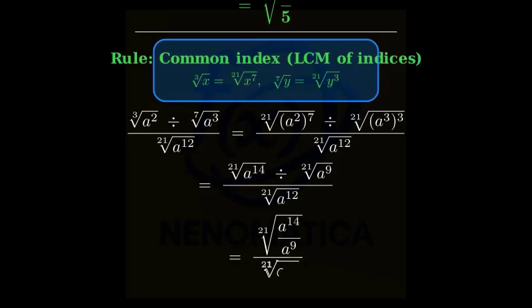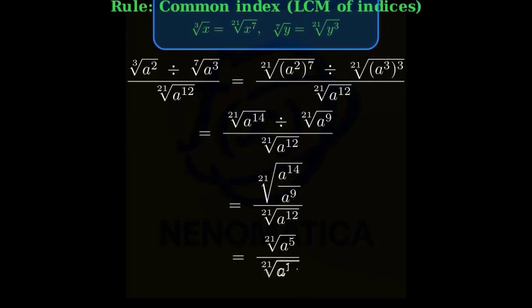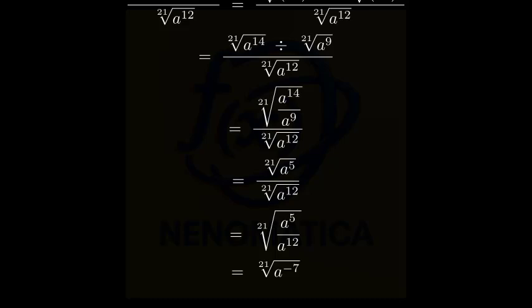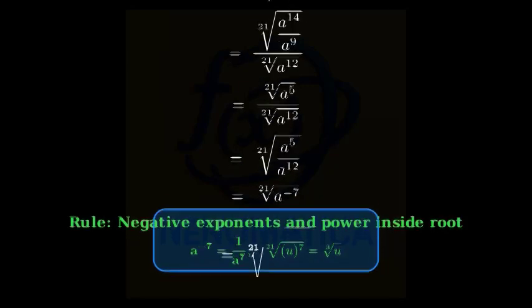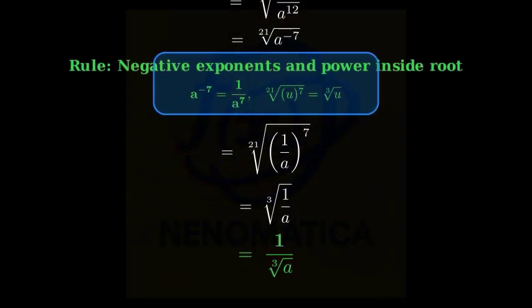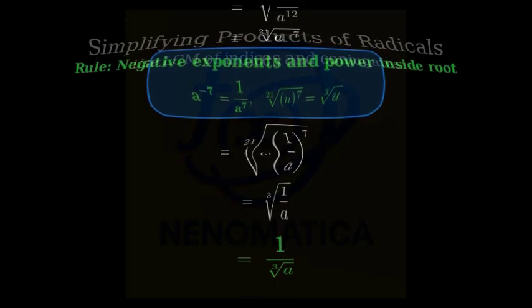Combine the division inside one 21st root. Simplify a to the 14 divided by a to the 9 to get a to the 5, then divide by a to the 12. Write a to the negative 7 as 1 over a to the 7. Recognize the seventh power inside the 21st root. And simplify to the cube root of 1 over a. That equals 1 over the cube root of a.